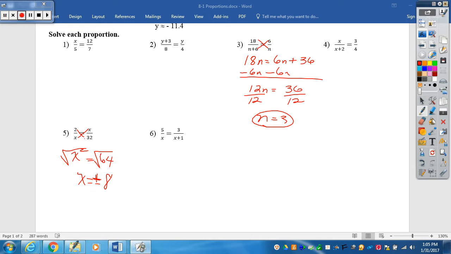Now, you may be asking yourself, well, why is it or negative 8? Well, if I square 8, you know that that's 64. That's simple. If I square negative 8, okay, negative 8 times negative 8 is positive 64.